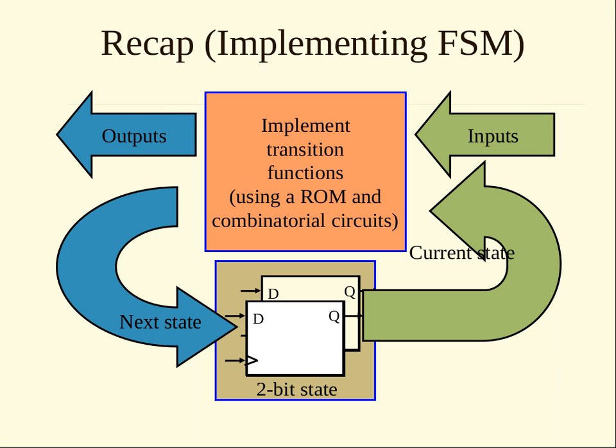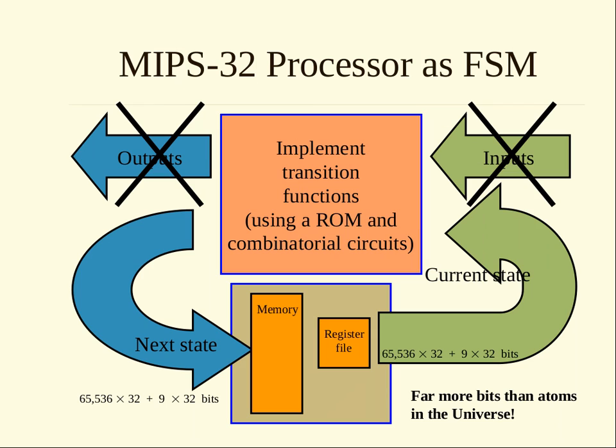All right, so finite state machine, we had inputs and next state. Now what we're going to do for MIPS 32, we get rid of the inputs and outputs, and you just have memory and your register file, which has 32-bit integers in it. Now, this is just to say if you're going to try and make a ROM for this, it's not going to happen. Because you have more bits, more atoms than are in the universe, at least by our current calculations. But notice there's no inputs and outputs.